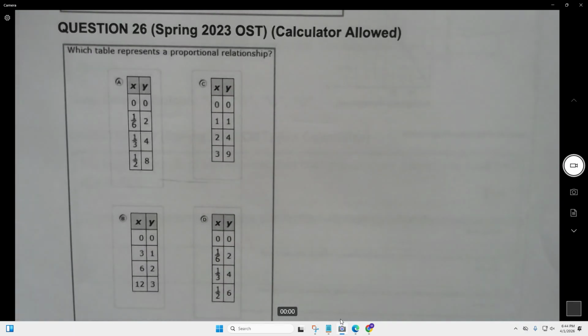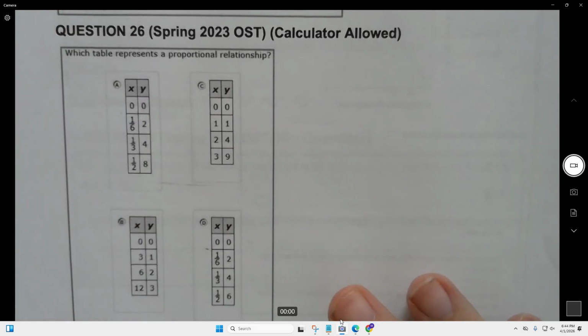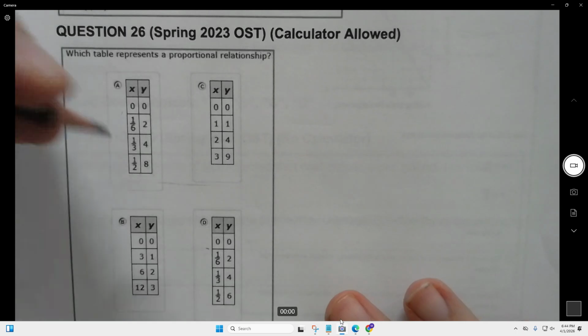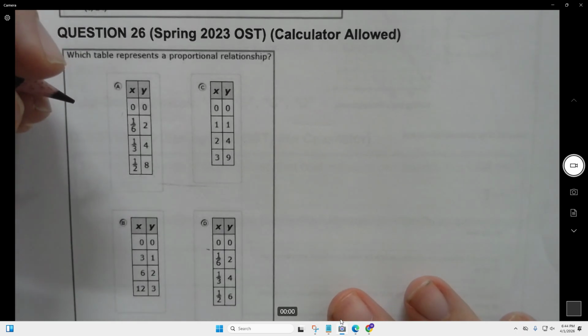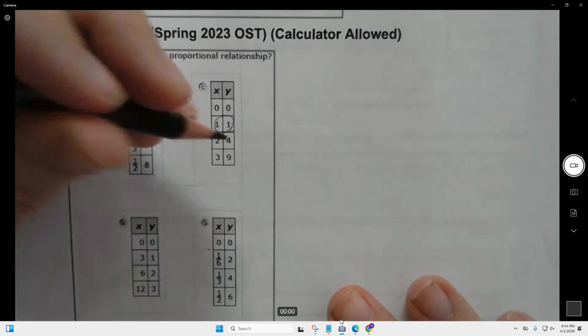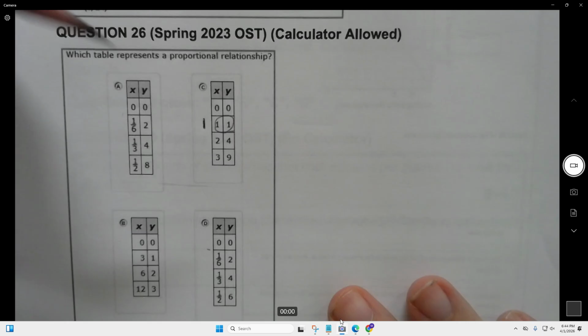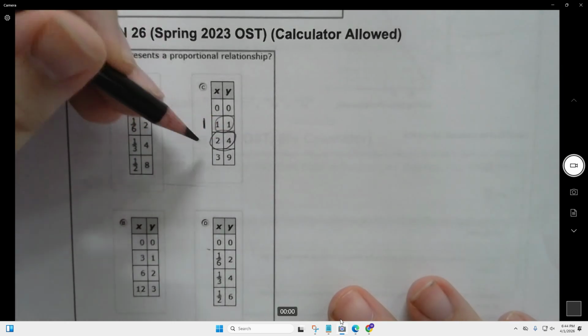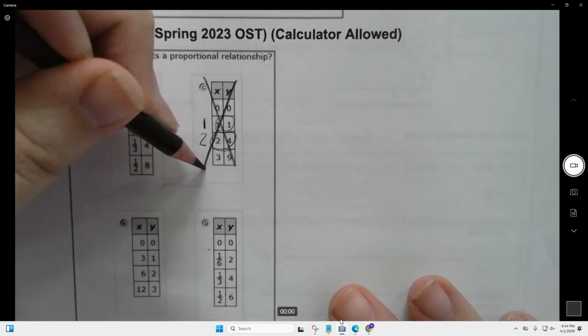Question 26. Which table represents a proportional relationship? Okay, so all 4 of these go through 0, 0, so sadly we can't eliminate one right away. However, we can see out the gate that this has 1, 1, and we know that 1 divided by 1 is 1, and 4 divided by 2 is 2, so we can eliminate that quickly.